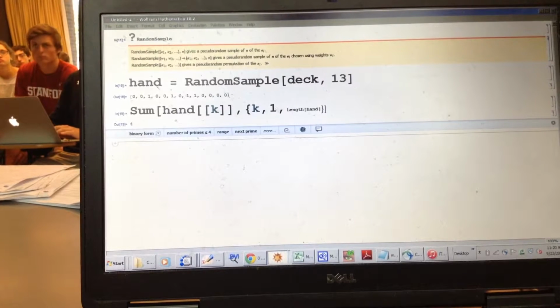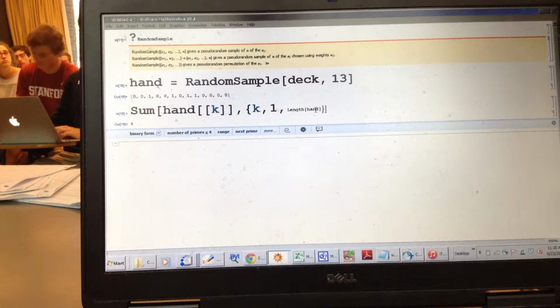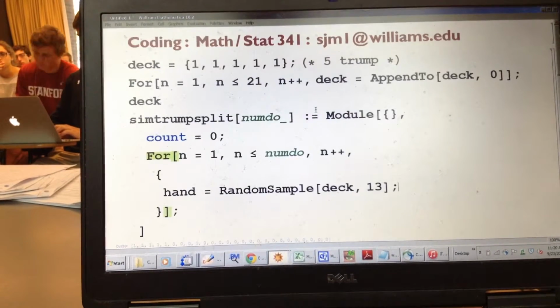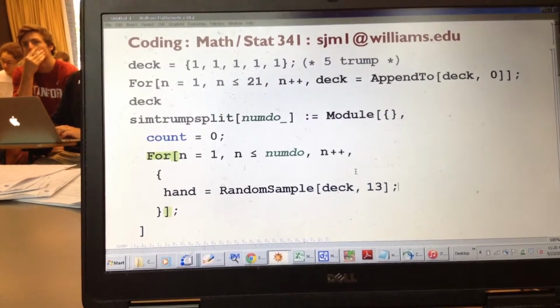And so this summed the elements in hand, and it gave us 4. Now I went k goes from 1 to length of hand. Instead of doing length of hand, I know how long hand is. How long is hand? 13. Why would I do length of hand rather than write 13? If I ever change how many cards I'm dealing, that will change dynamically. Also, if I've made any mistakes, it's still going to compile. There are lots of advantages to doing something like that.